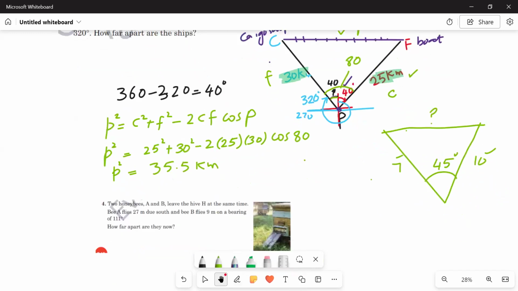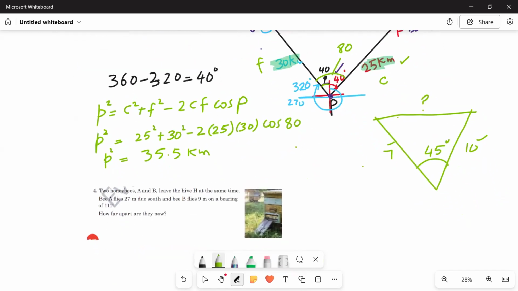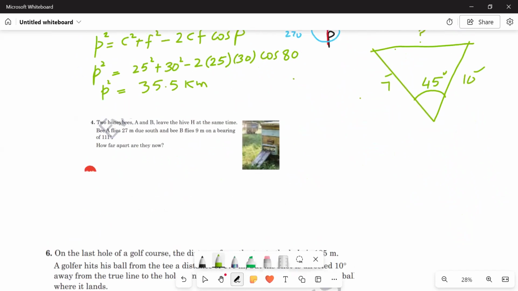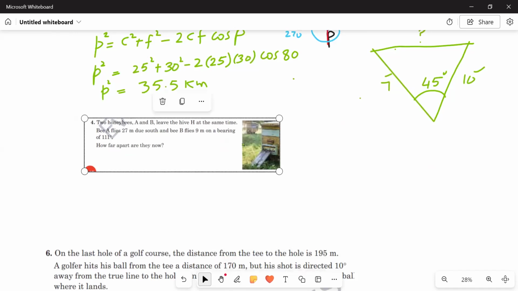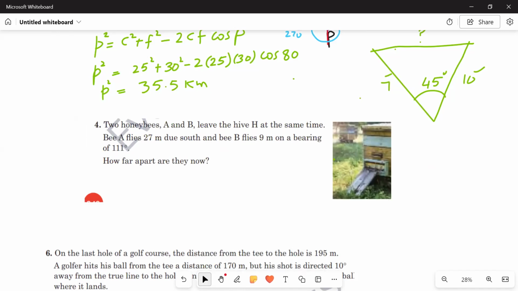Yes, Fatma, Rumisa, Saika. Is it clear? Shall we move ahead? Okay, now question number 4 is, yes, Fatma, is it clear?